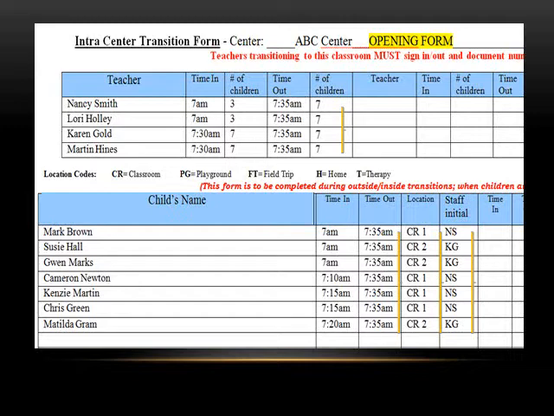The children are also signed out of the opening classroom, noting the time and the location that they will be moving to. In this case, classroom is coded CR with the room number. The staff removing the children from the opening classroom initial the form, therefore making them responsible for the supervision of the children during this transition.